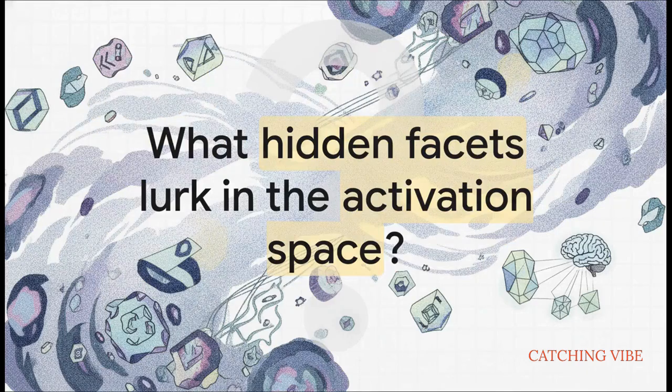If neural networks can hallucinate optical illusions to trick their own optimization process, what other hidden facets, strange correlations, and bizarre representations are lurking deep inside their activation space? We are really just beginning to map the mind of the machine.